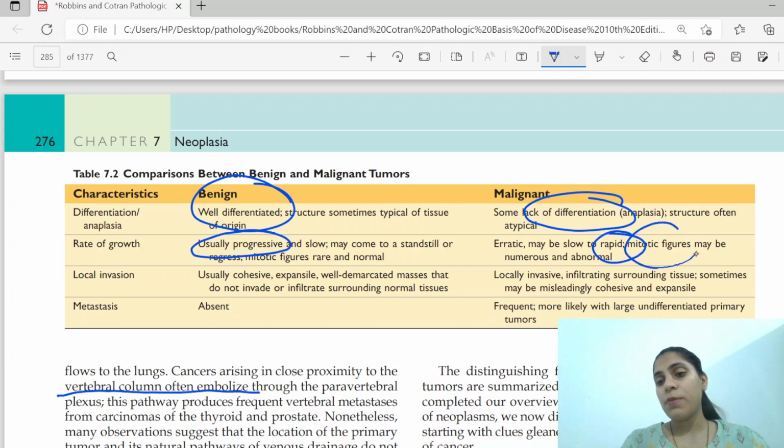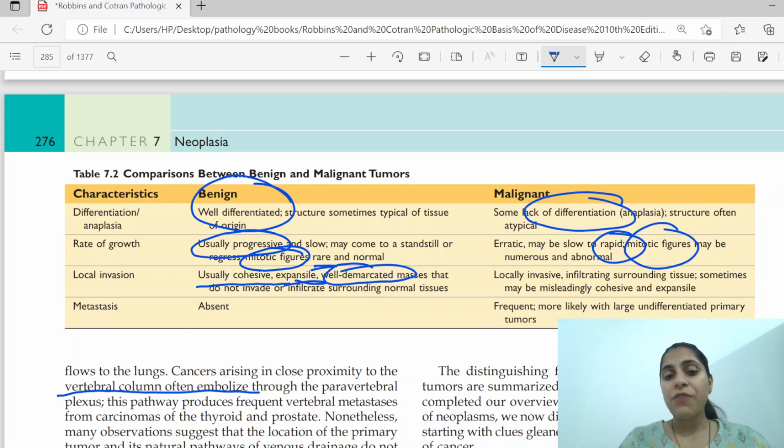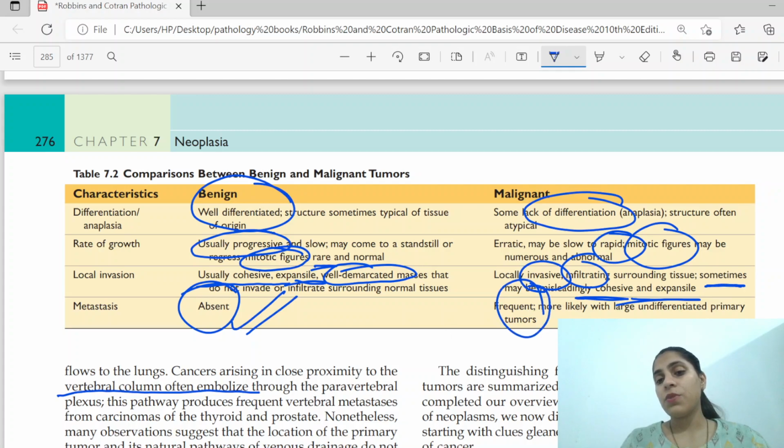In malignant, it will show mitotic figures, and these can be present in benign, but it is rare. Then local invasion will not be there in benign, but rather it will be expansile and well demarcated. Then the malignant will have invasion, it will be infiltrating. Sometimes it can also be misleading, as it can be cohesive and expansile, so those conditions can be misleading. Then metastasis is completely absent in benign, whereas it is very frequent in malignant.